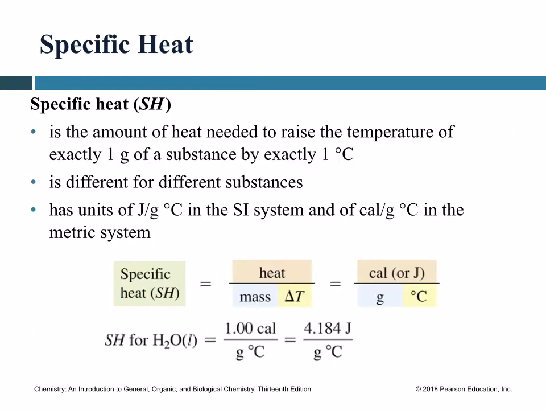Specific heat is the amount of heat that is transferred to raise 1 gram of a substance by exactly 1 degree Celsius. We can use specific heat to calculate heat transferred as well as to identify different substances, since different substances have different specific heat values. To calculate specific heat, divide the heat transferred by mass times temperature change. For water, the specific heat is 1.00 calories per gram degree Celsius.